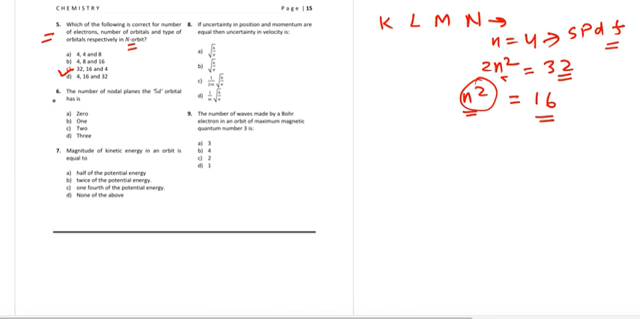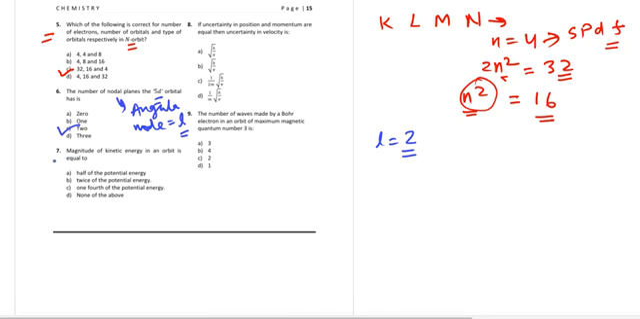Now let's come to question number 6. Number of nodal planes, right? So nodal planes is nothing but angular nodes, okay? And we know the number of angular nodes is equal to l. So for 5d, for d, l is equal to 2. So the number of angular nodes or nodal planes will be 2.